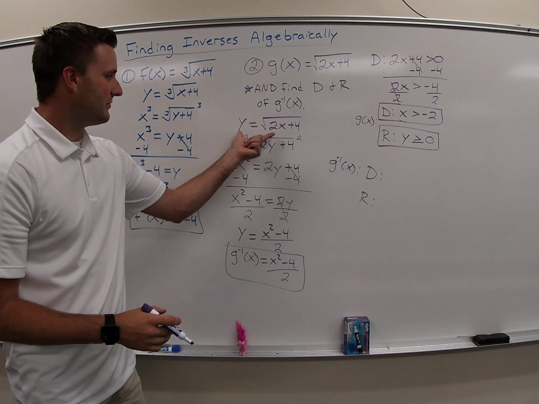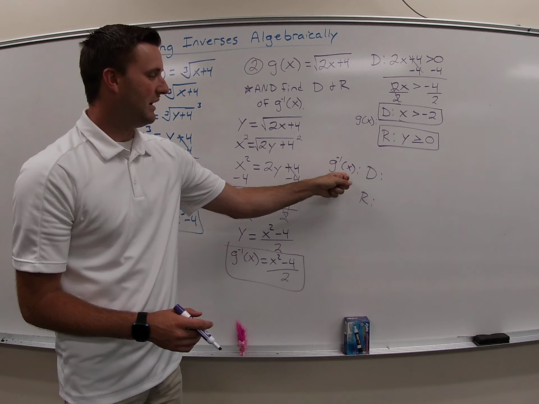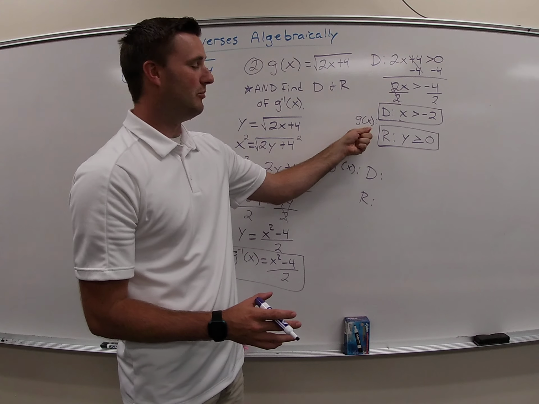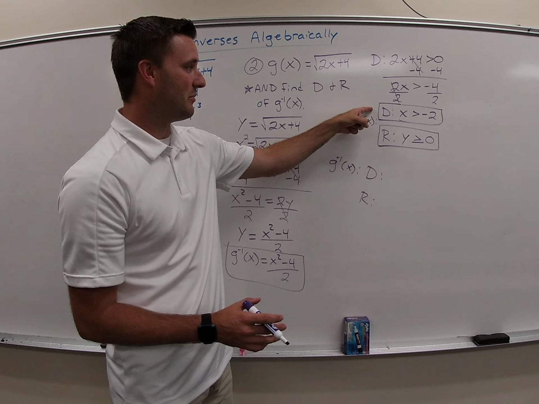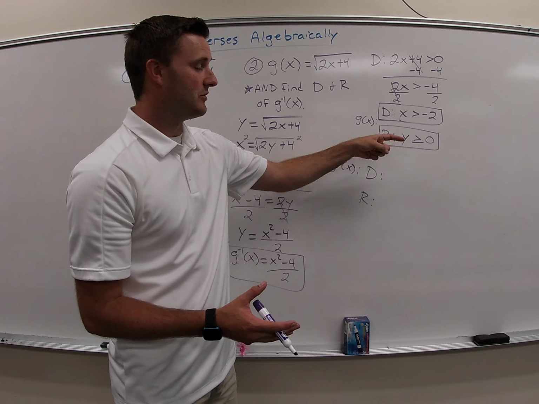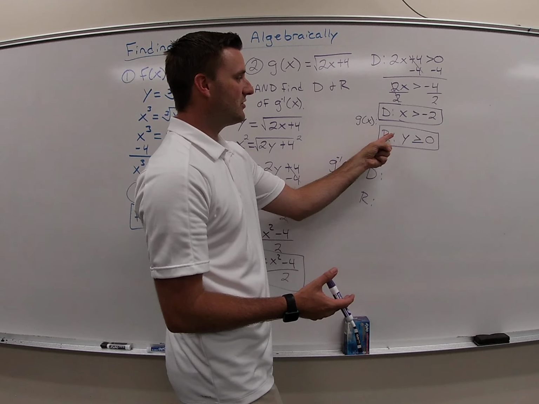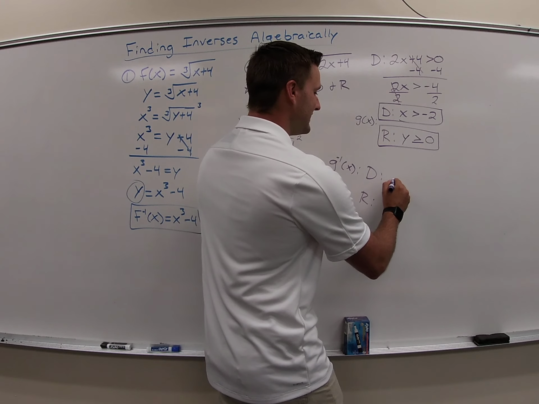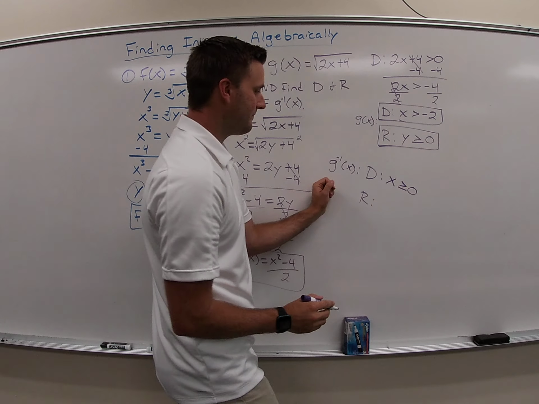Remember how we said we just flip x and y. So my domain of my inverse is going to be the same as the range of my original, because you're flipping your x and y. Remember how domain represents x values and range represents y values? So if my range in my original function was y is greater than or equal to 0, then my domain of its inverse is going to be x is greater than or equal to 0.